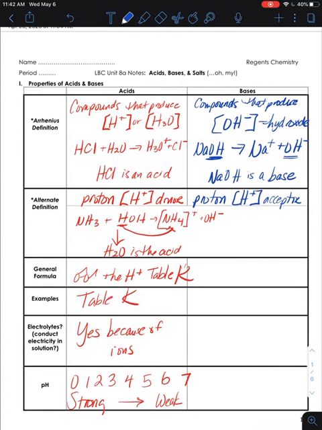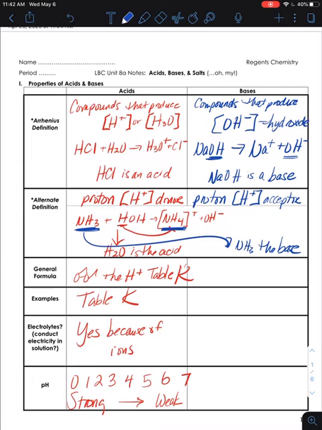Okay. And again, we can also see this in the example that I have for you here. So who accepted that hydrogen? This guy, right? Because this one accepted it, we call this one, ammonia, the base. So in this reaction, we have an acid plus a base making two different types of ions.